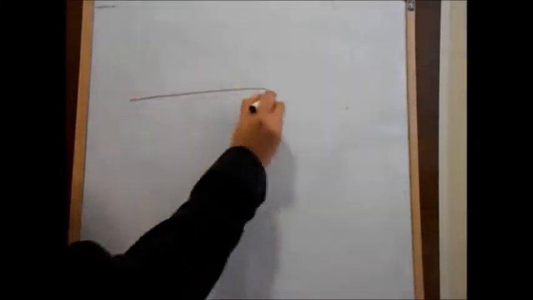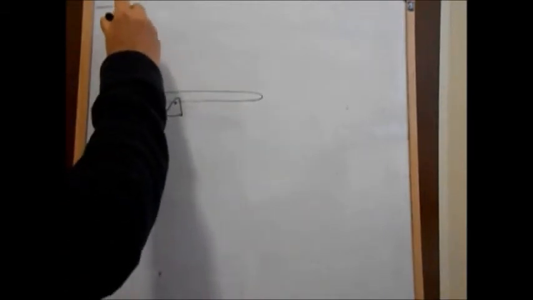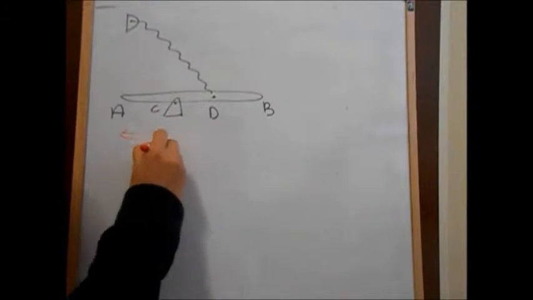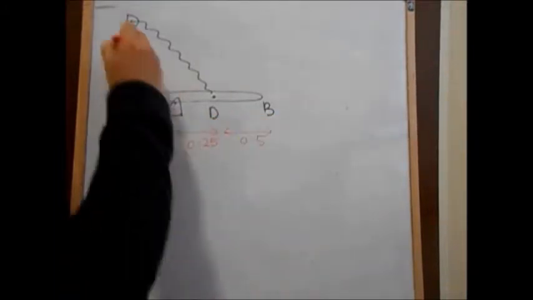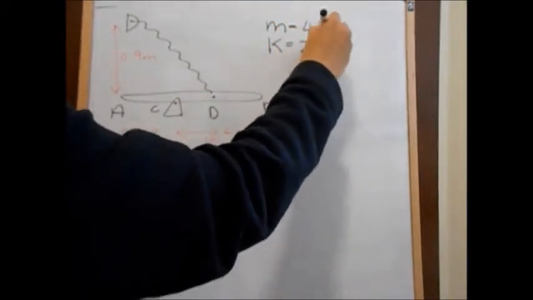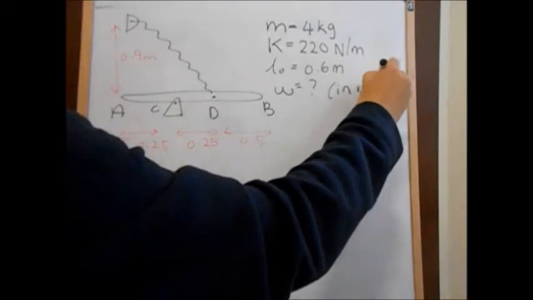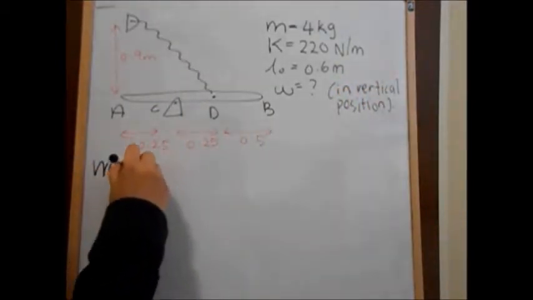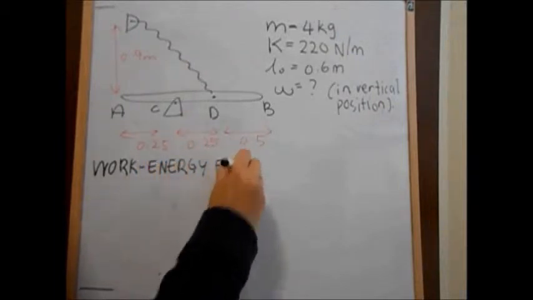From the figure, we are given that the distances AC and CB are 0.25 meter, DB is 0.5 meter, and the height is 0.9 meter. We are also given the mass of the rod, the stiffness of the spring, and the original length, and we need to find the omega at the vertical position. Firstly, let's write our work energy equation.